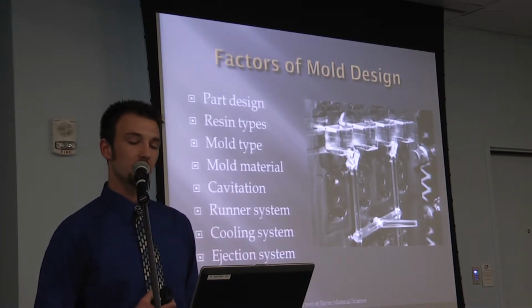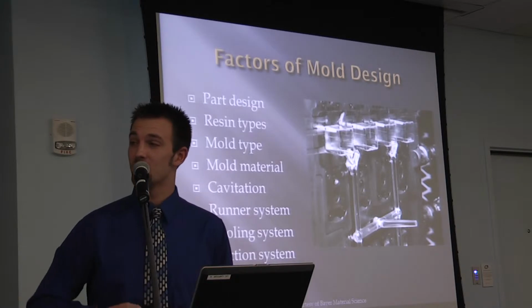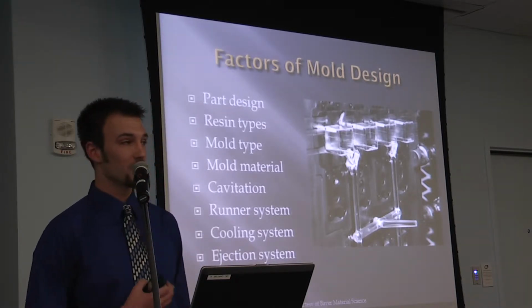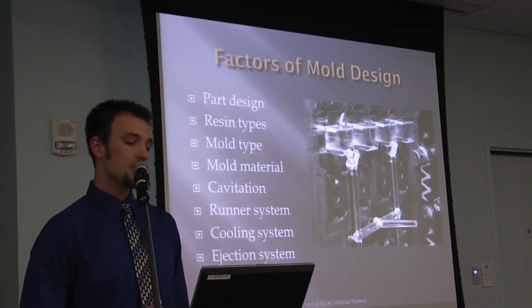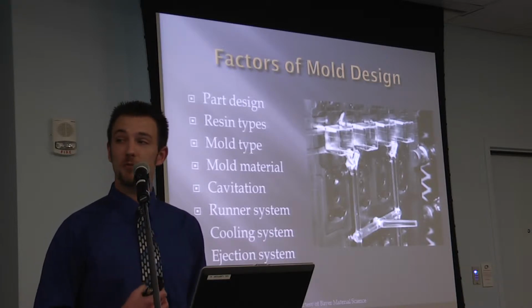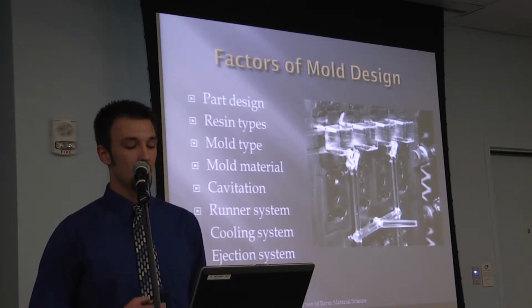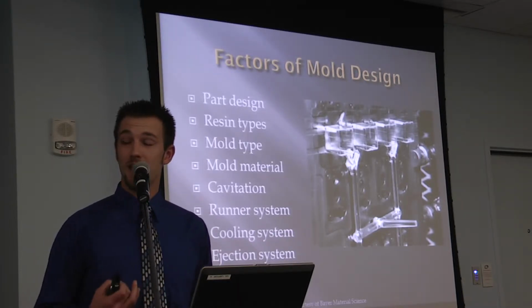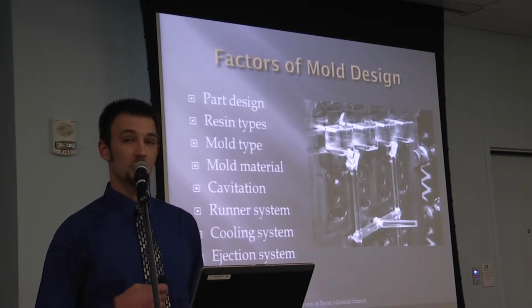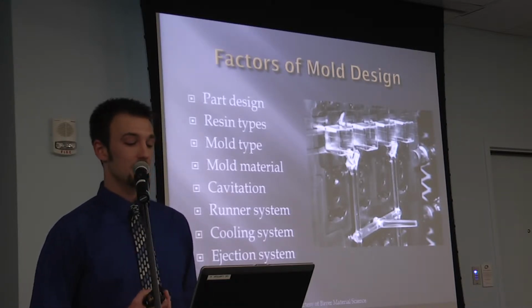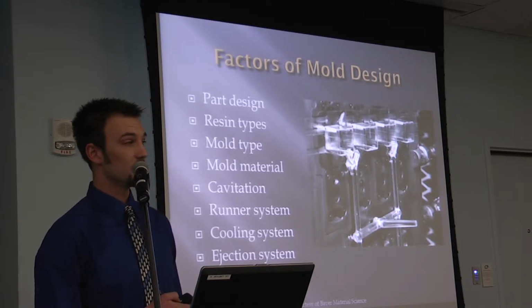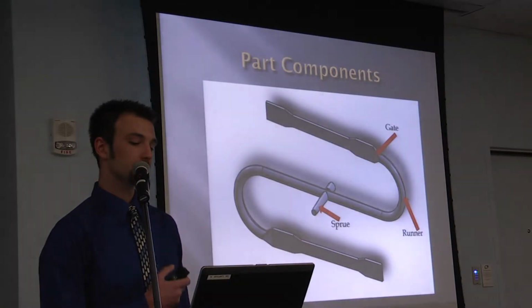The cavitation, runner system, cooling system, and injection system must be designed around one another to create the stable part design. The cavitation will decide how many products are produced in a single cycle of the machine. The runner system delivers plastic to these cavities. The cooling system will cool this mold into the solid state, and the ejection system will remove this from the movable side of the mold.